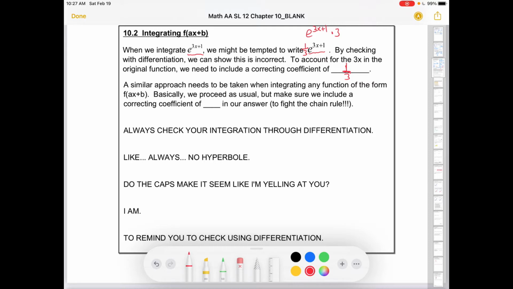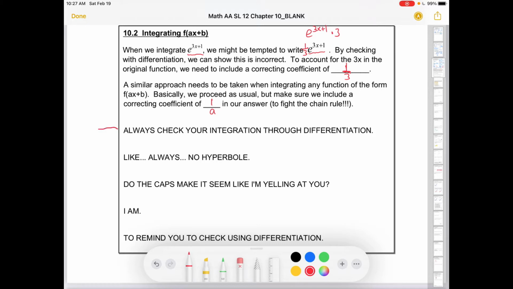A similar approach needs to be taken when integrating any function of this form, f of ax plus b. Basically, we proceed as usual, but we make sure we include a correcting coefficient of 1 over a in our answer. And that's to fight the chain rule.